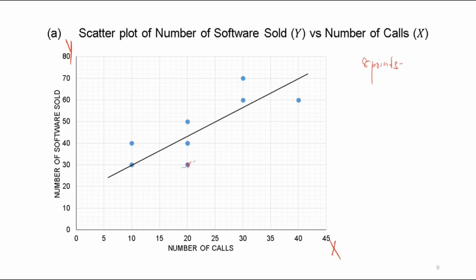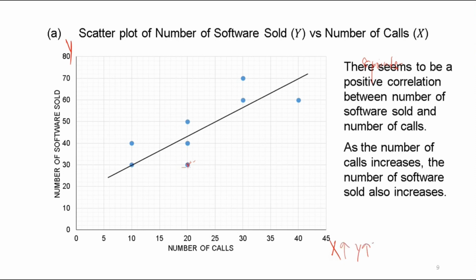Now, this is our line. It means that if X increases, Y also increases. So there seems to be a positive correlation between the number of calls and the number of software licenses sold. We don't know the value of R yet, but we know it is a positive correlation. As the number of calls increases, the number of software licenses sold also increases.